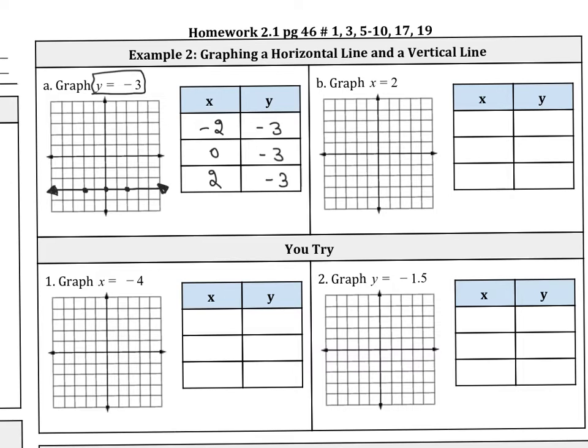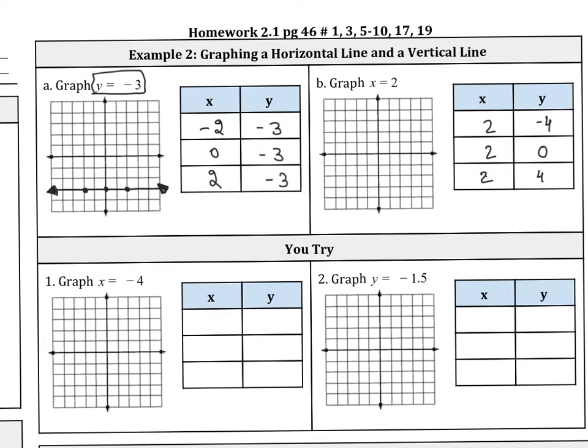Now let's talk about the next graph, and that graph is x equals 2. In this case, the x is constant and it will remain 2 no matter what the y value is. If the y value is -4, x will still be 2. If the y value is 0, again the x value will not change, it will be constant as 2. If you choose the y value as 4, the x value is still the same.